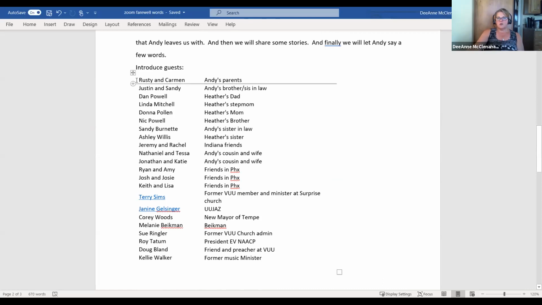So at that point, I will have marked whether Rusty and Carmen are here or not, right? Because we're going to ask them when they log in to chat us their information if they're here. And then I'll say, Rusty and Carmen, Andy's parents, are here from Indiana. Can you guys say hi? By that time, Izzy will have unmuted them, right? And then he'll be looking for Justin and Sandy or whoever are the next folks. I don't expect all these people will show up, but if half of them do, it'll be a crowd.